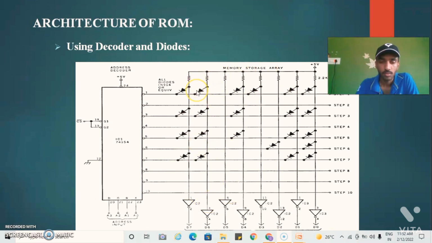As we know, a diode acts like an open switch when it is in reverse bias and acts like a closed switch when it is in forward bias. We are giving positive voltage to the anode, and the cathode is connected to the word line. Based on whether the word line is in high state or low state, the diode behaves accordingly. If my word line is at high state, it becomes reverse bias, so it acts like a closed switch.